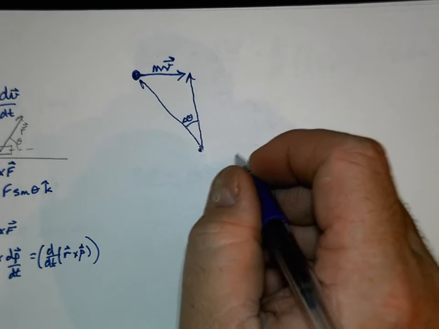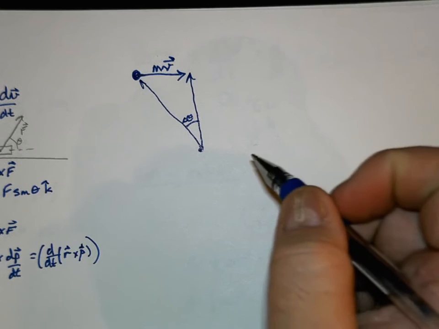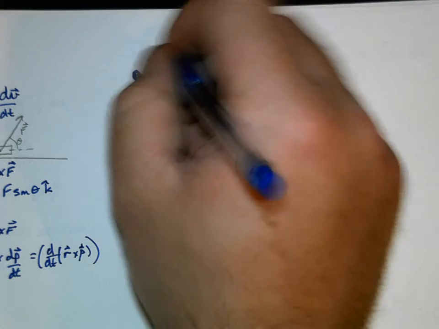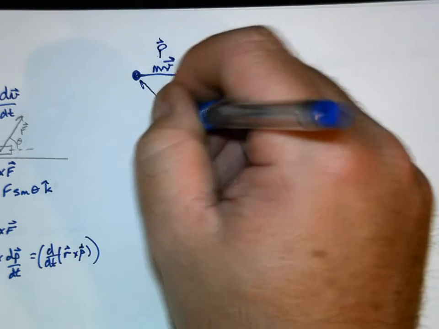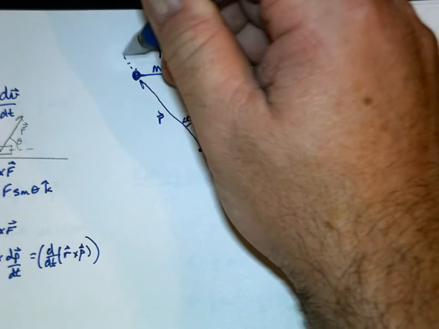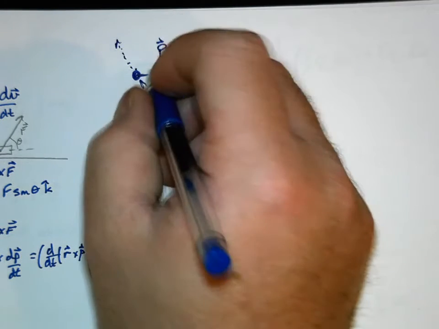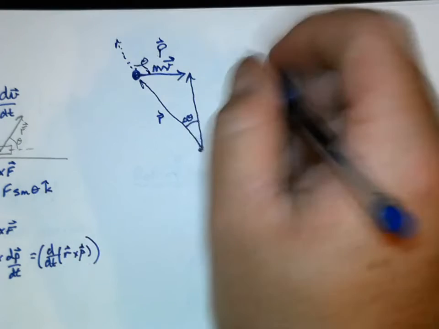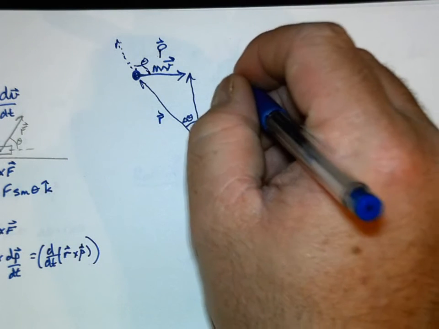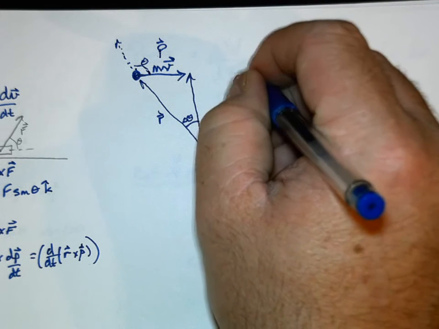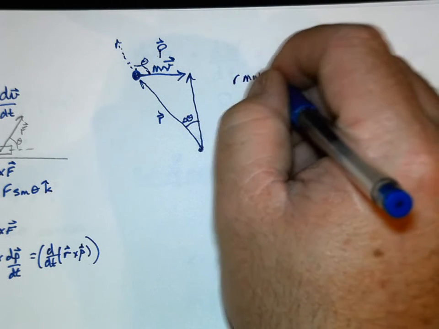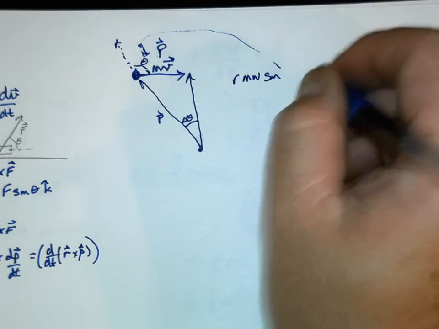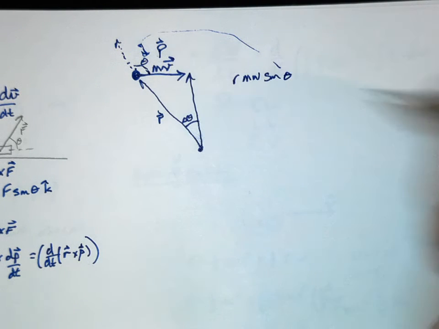Here's our momentum, and this is our r, and so we get this, that's r continued, and so here would be the theta between our momentum and our r, and this would wind up being r mv sine of this theta over here would be the value of our angular momentum.